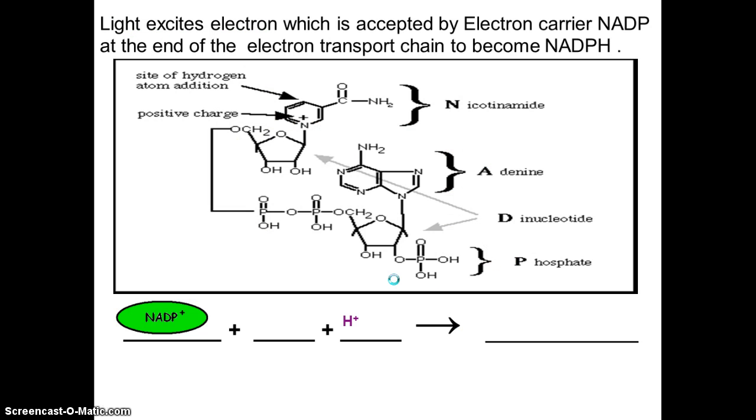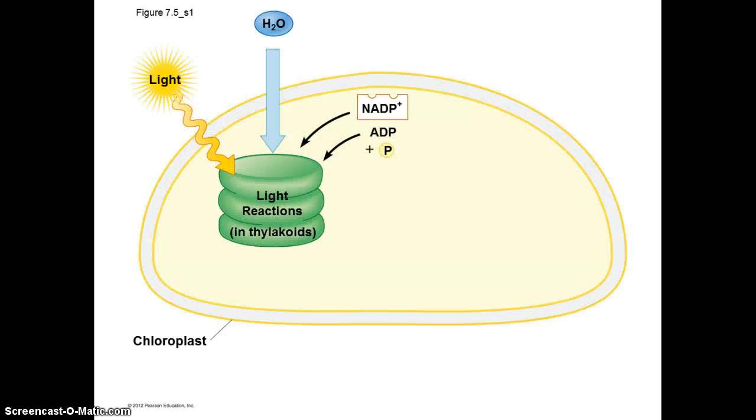Another major player we need to talk about is our electron carrier. So when light excites an electron, the electron is finally accepted by a molecule called NADP. And when it accepts an electron and hydrogen, it becomes NADPH. And then that energy is used to make our organic molecule.